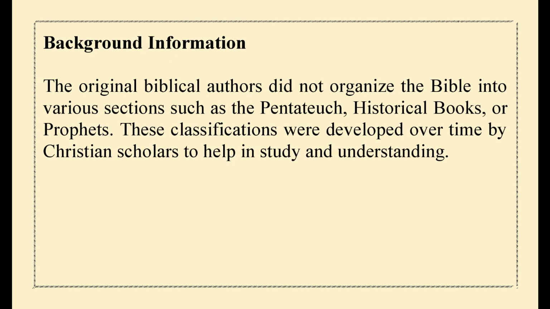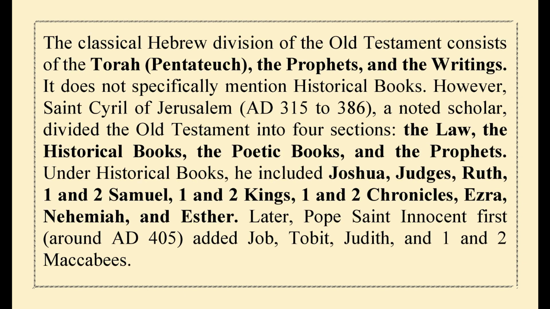Background information. The original biblical authors did not organize the Bible into various sections such as the Pentateuch, historical books, or prophets. These classifications were developed over time by Christian scholars to help in study and understanding. The classical Hebrew division of the Old Testament consists of the Torah, Pentateuch, the prophets, and the writings. It does not specifically mention historical books. However, Saint Cyril of Jerusalem, AD 315 to 386, a noted scholar, divided the Old Testament into 4 sections: the Law, the historical books, the poetic books, and the prophets.